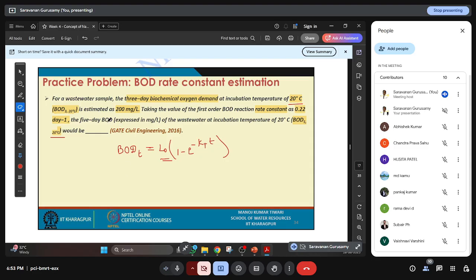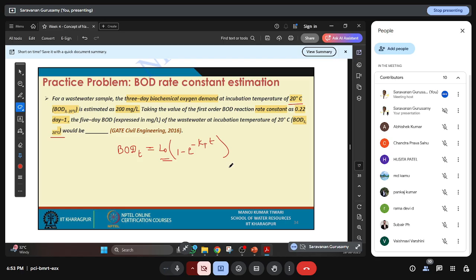Okay. This question, if you see, for a wastewater sample, the 3-day BOD at incubation temperature... I think today the content is more. It will drag another 5 to 10 minutes. Please be online. Maybe I will try to finish it up to 8 o'clock itself.